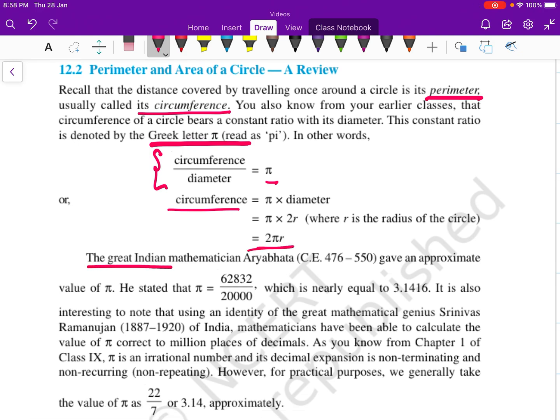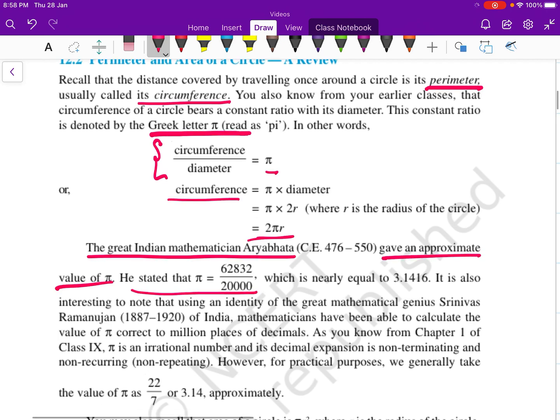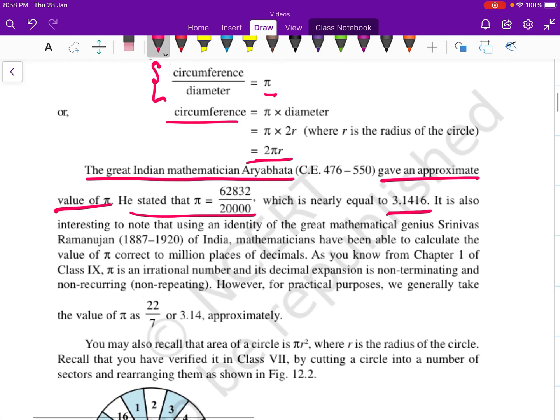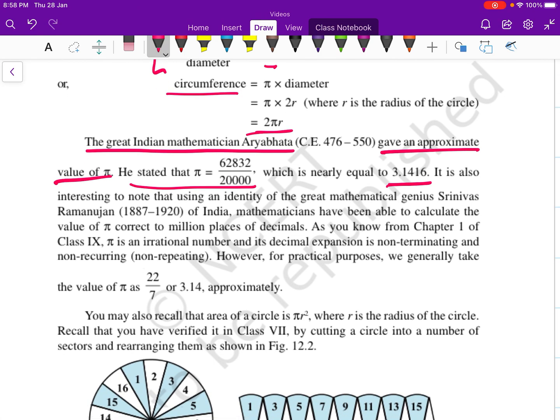The great mathematician Aryabhatta, in 476 to 550, gave an approximate value of pi. He had stated that pi is equal to 62832 upon 20,000, which is nearly 3.1416. It is also interesting to note that using an identity of the great mathematical genius Srinivasa Ramanujan, 1887 to 1920, of India, mathematicians have been able to calculate the value of pi up to some million places of decimals.